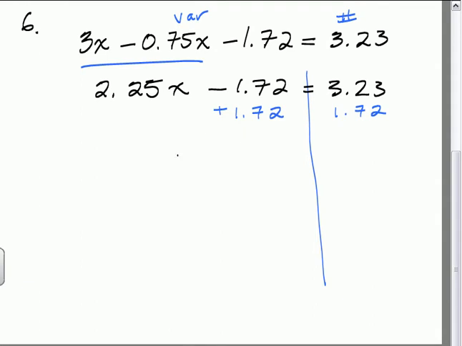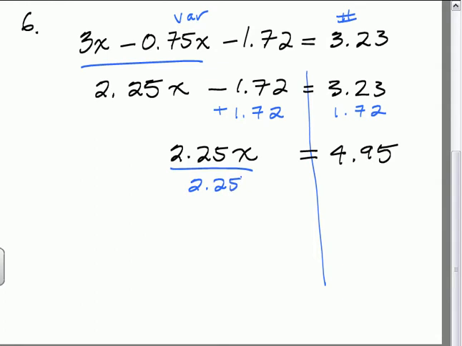The result: 2.25x plus 0, but we don't have to write the plus 0, equals 4.95. And if we continue, we've got x almost all by itself. Who's in the way? Well, that 2.25, and what is 2.25 doing with the x? It's multiplying, so to get rid of that we divide this side by 2.25, which means we divide this side by 2.25.